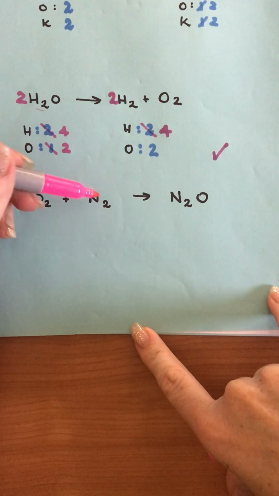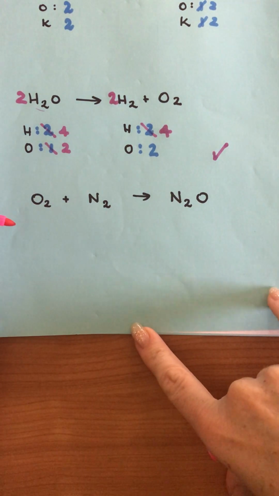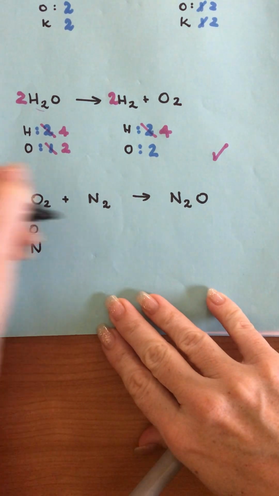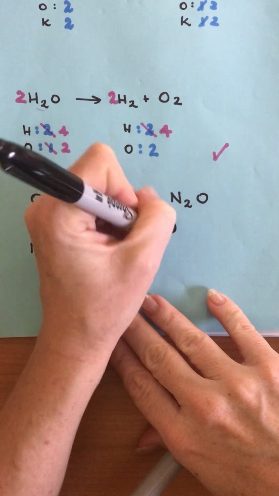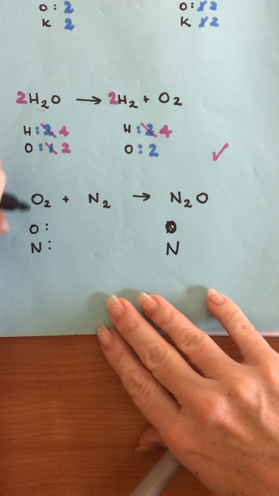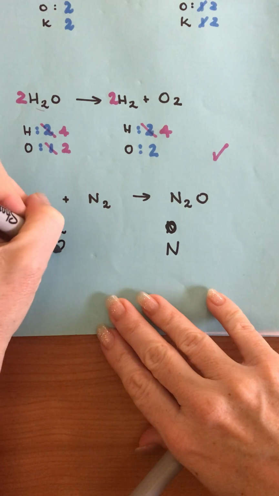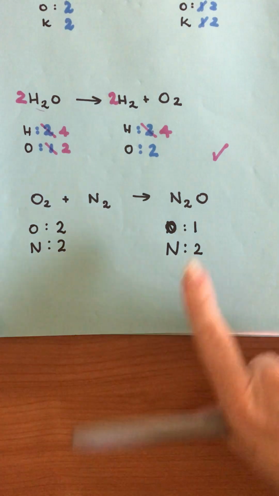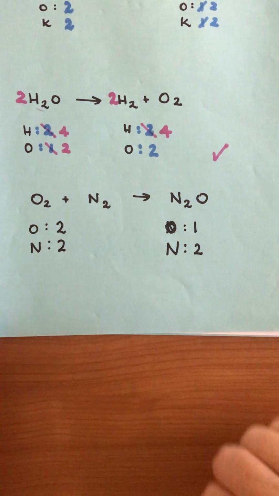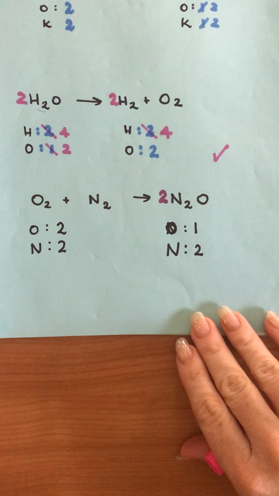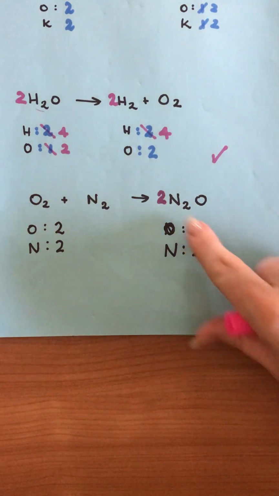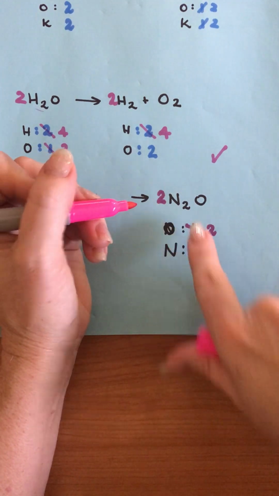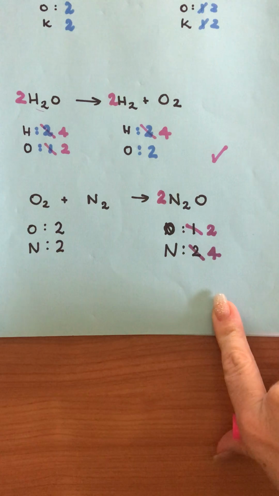Here we've got oxygen plus nitrogen and we're going to N2O. So I'm going to write down my atoms first. So I've got my oxygen atoms and my nitrogen atoms on both sides. And then I've got 2 oxygens on this side, I have 2 nitrogens. Over here, I've got 1 oxygen and 2 nitrogen. So I obviously need more oxygen, so for my first step, I'm going to put a 2 in front of the N2O. That means I now need to change my numbers here. So I now have 2 oxygens, because I've got 2 lots of 1, and I've got 2 lots of 2 nitrogens, so I now have 4.